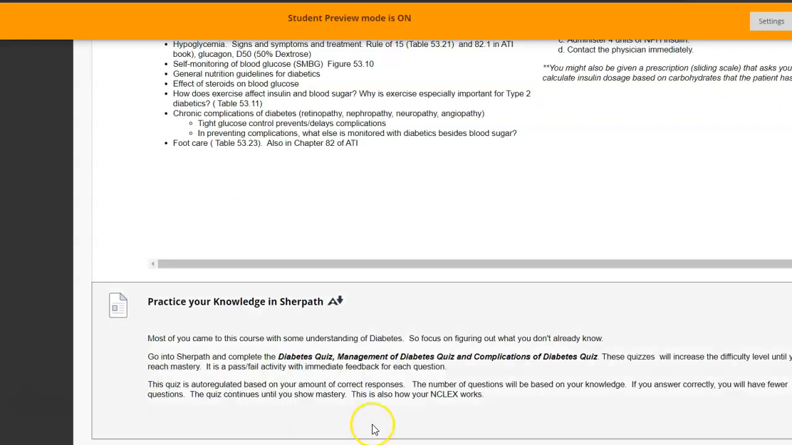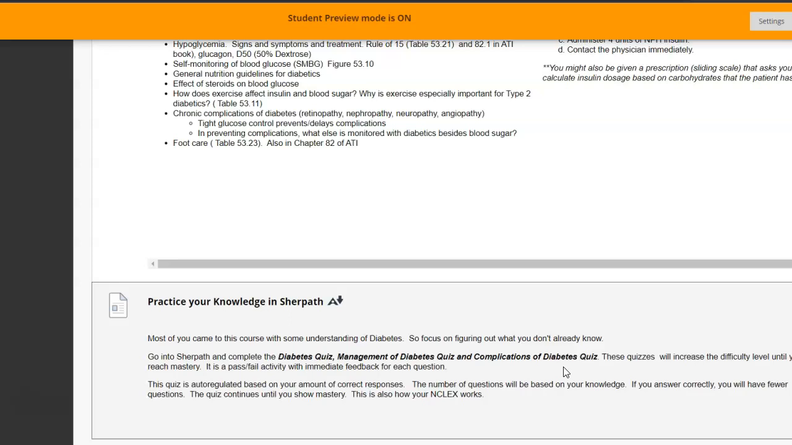Then you are going to go into SurePath and practice your knowledge. There are 3 diabetes mastery quizzes: diabetes, management of diabetes, and complications of diabetes. These quizzes are pass fail, and they will increase the difficulty level until you reach mastery. It will provide immediate feedback for each question. The quiz is auto-regulated based on your amount of correct responses. The number of questions will be based on your knowledge. So if you answer correctly, you will have fewer questions.